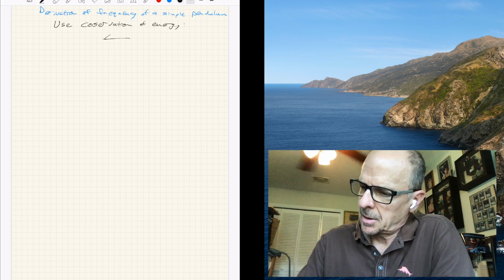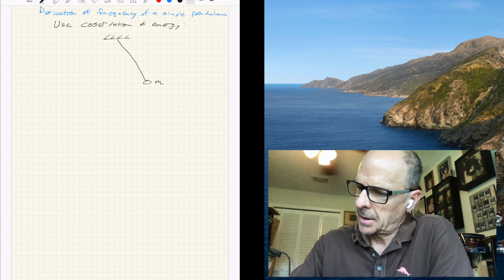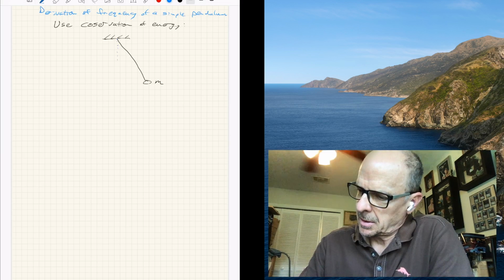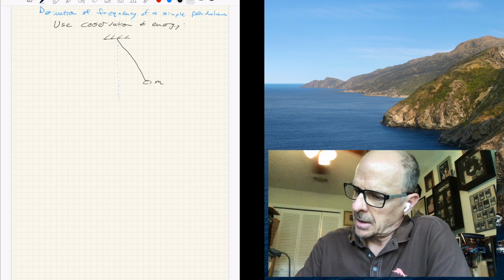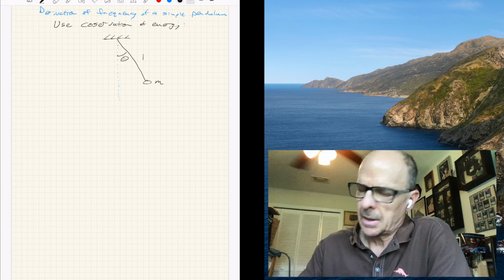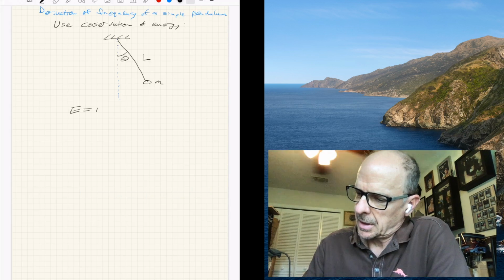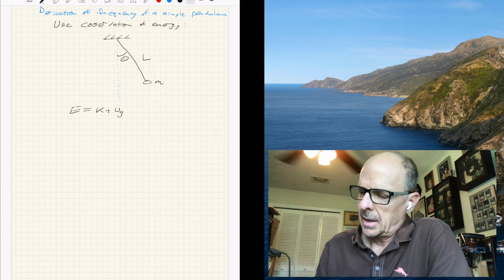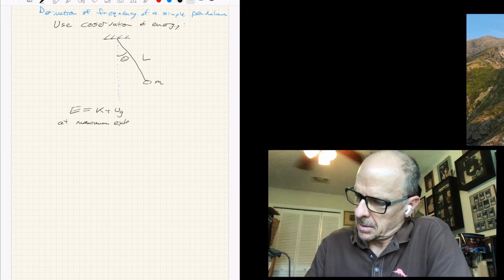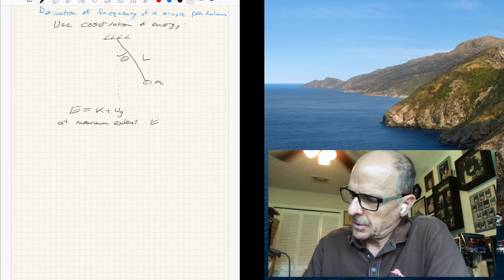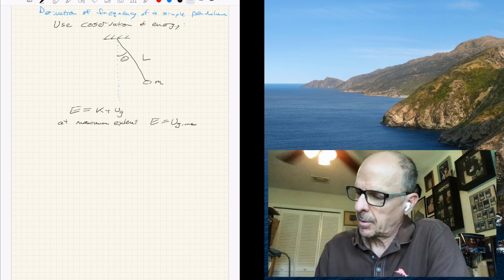So let's sketch our pendulum here. Here's a mass at the end of a string, and we'll just draw a vertical line here in blue to represent the equilibrium position of that when it's at rest. And here is the angle theta when it's at its maximum extent, and the length of the string is L. And we know that the energy is the kinetic energy plus gravitational potential energy. And at maximum extent, we have that the energy is just U_G max. In other words, there's no kinetic energy when it's at the maximum extent.